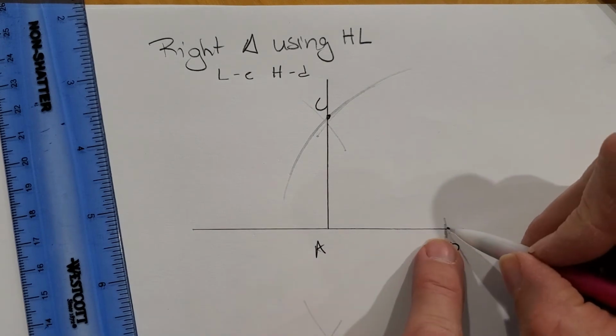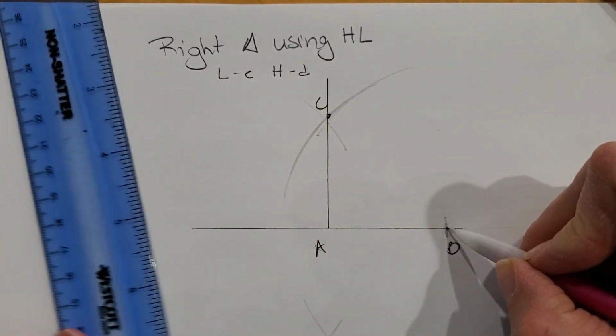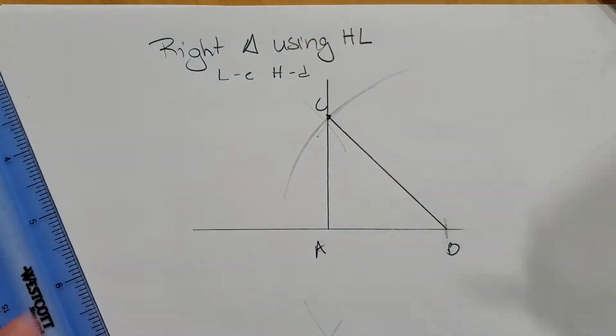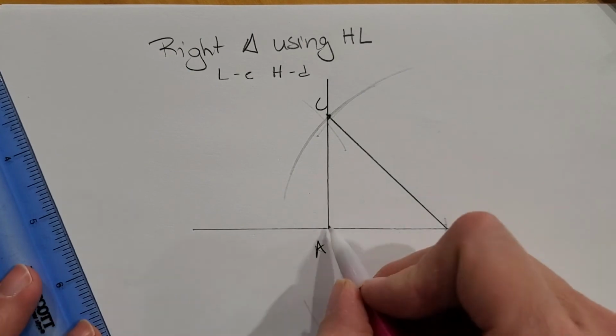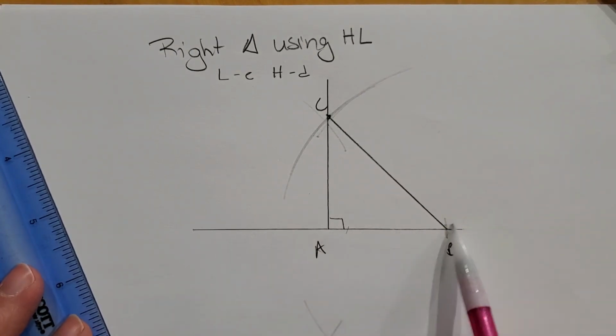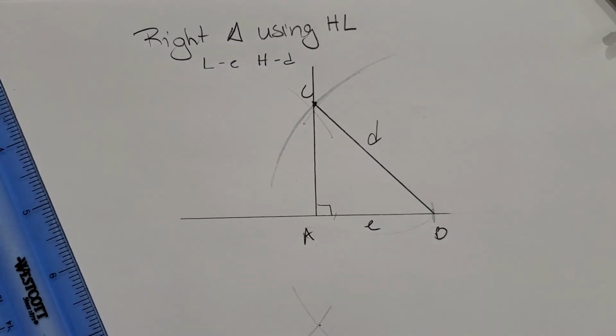Now I'm going to connect the end of this leg with the end of the hypotenuse. I'm going to draw my hypotenuse. And there is my right triangle using HL. So first I did my perpendicular bisector to get my right angle, constructed the segment here, E, and then this is D, and this is E, and there's my right triangle.